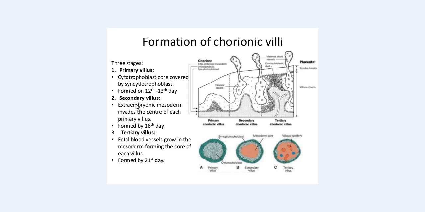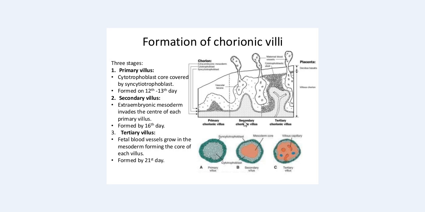Now the same layer gets invaded by the extraembryonic mesoderm, like I spoke about in the last class, that is formed by the 16th day. You have the mesoderm being formed, right? That also starts invading now and goes into close proximity to the maternal blood vessels, and now we can see this is the structure of a secondary chorionic villus. That means an outer layer of syncytiotrophoblasts, then the cytotrophoblast, and now also the mesoderm core.